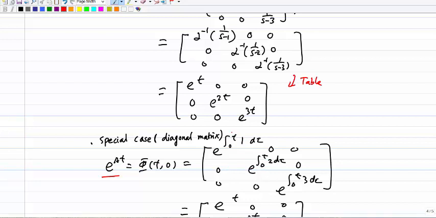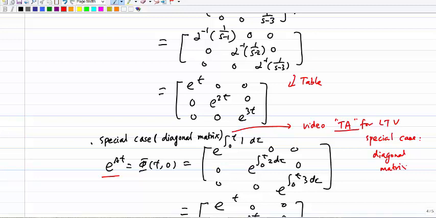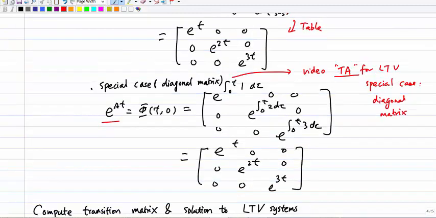If you check my video on the transition matrix, I use the transition matrix for linear time invariant systems, and their special case is the diagonal matrix, and you'll see why I can compute the transition matrix in this way. When you do the integration, you actually have the same form as the previous one, so that's the same result.